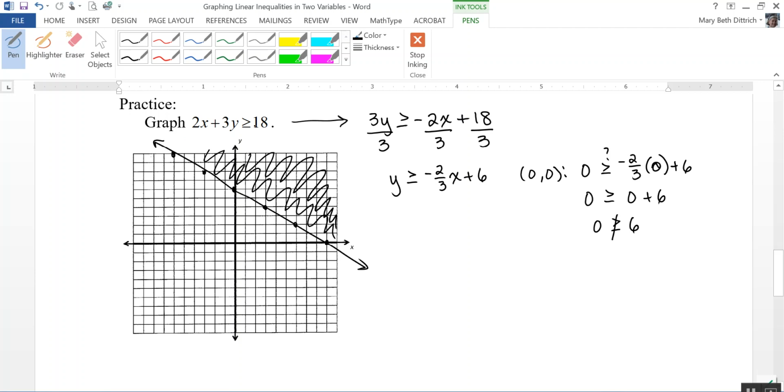So in this video, we took a look at how to graph a linear inequality in two variables. We started by rewriting the line in slope-intercept form if necessary, graphing the related equation, determining whether the line was solid or dashed, and then testing a point to determine which side of the boundary line we need to shade.